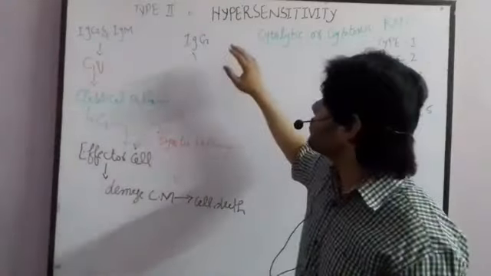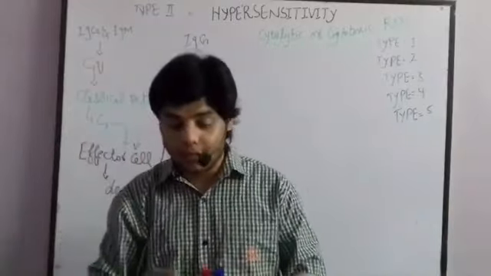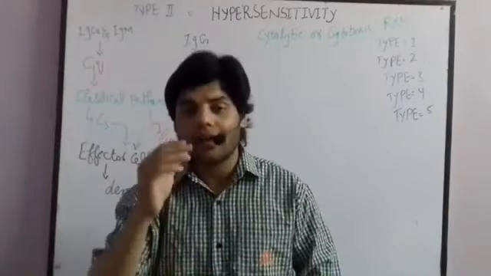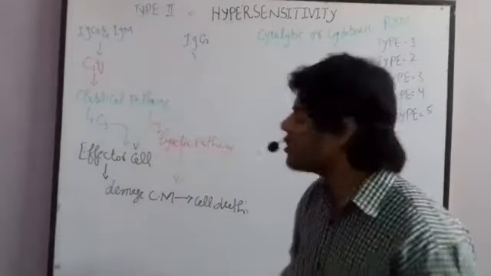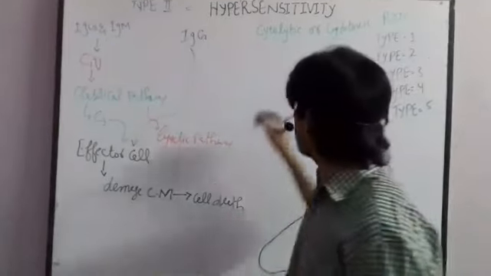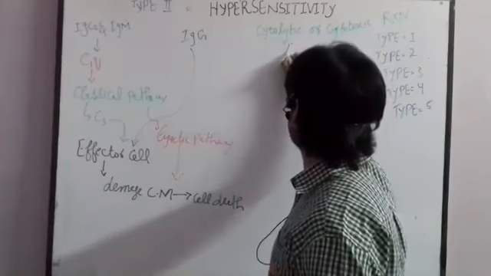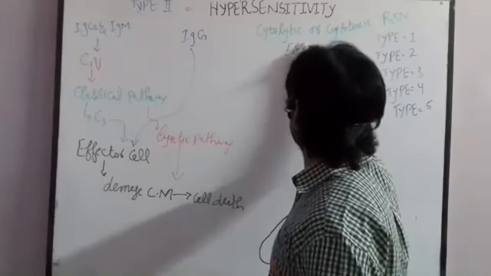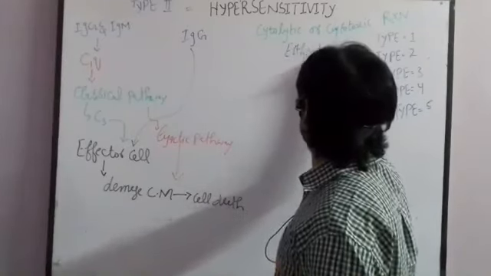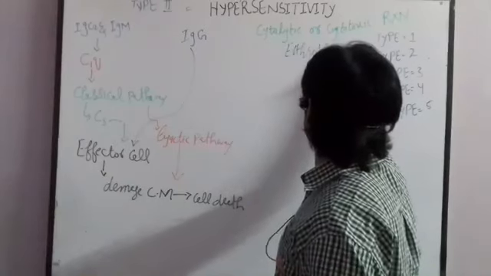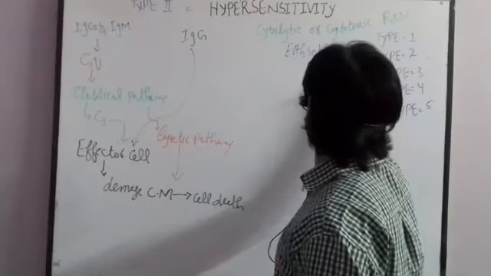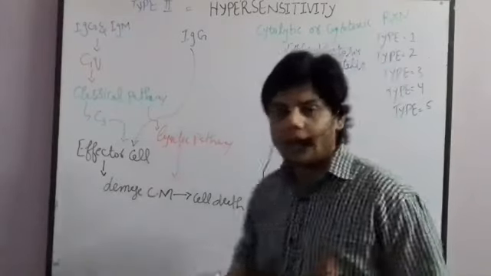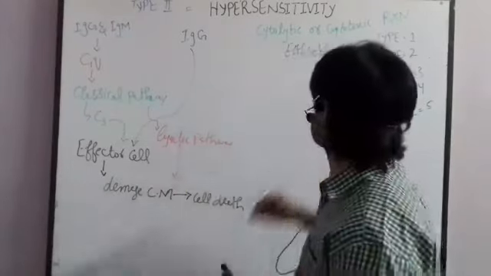Now, before going on, one more thing: this type 2 hypersensitivity can cause a disease. We usually call this disease what? Erythroblastosis fetalis. So let me write erythroblastosis fetalis. Now what is erythroblastosis fetalis?